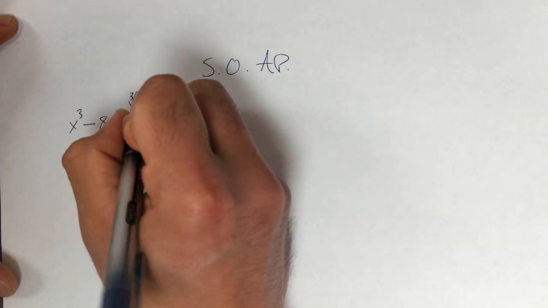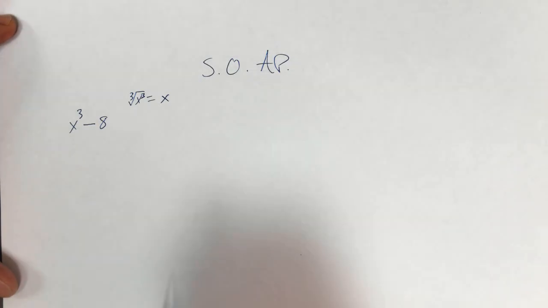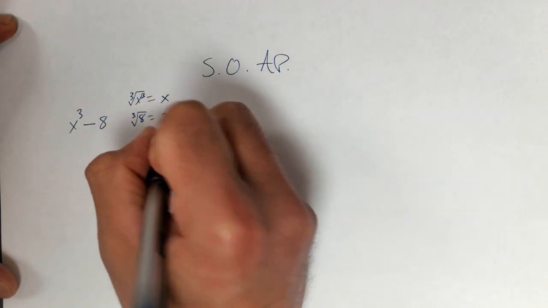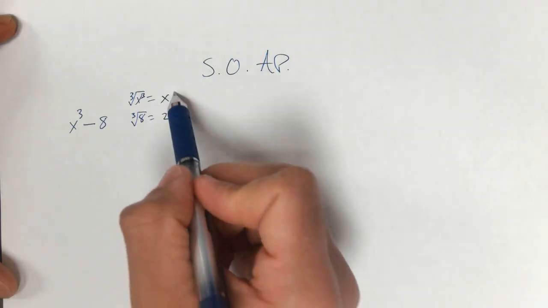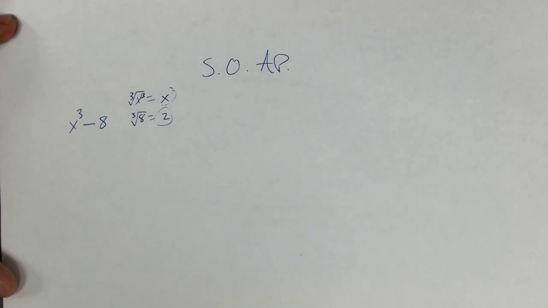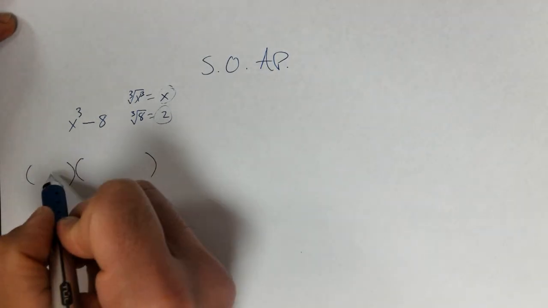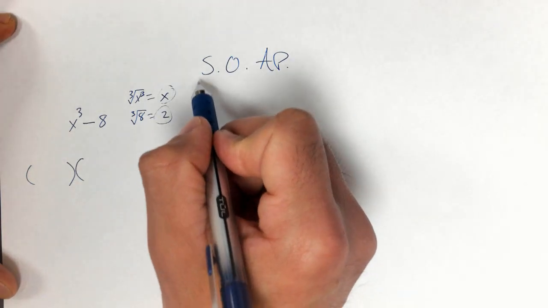The cube root of x cubed is x times x times x. And the cube root of 8 is 2 times 2 times 2. These are the 2 things I'm going to be manipulating in my general equation. So what's my general equation? Let's start. Same sign, right? This stands for same.